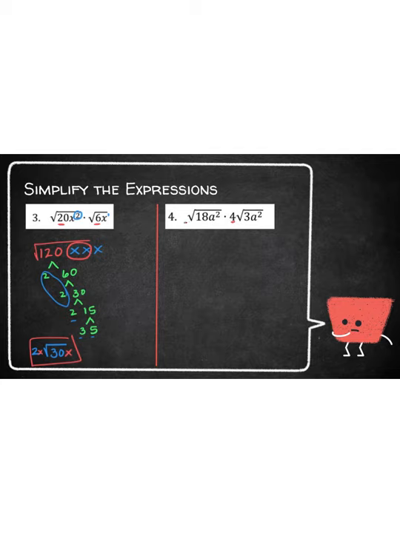And 4 times 1 is 4. So I'm going to go ahead and put my 4 on the outside. And then I'm going to take what's on the inside, and I'm going to start with my numbers. So I have an 18 and a 3. So now I'm going to multiply that 18 times that 3, and I get 54. So under my radical, I'm going to put a 54.